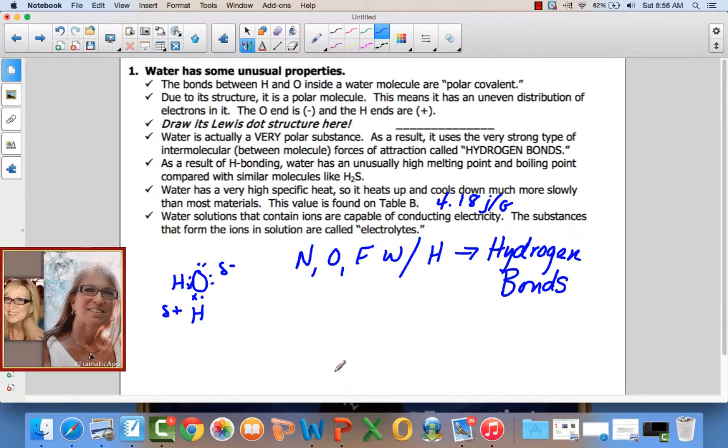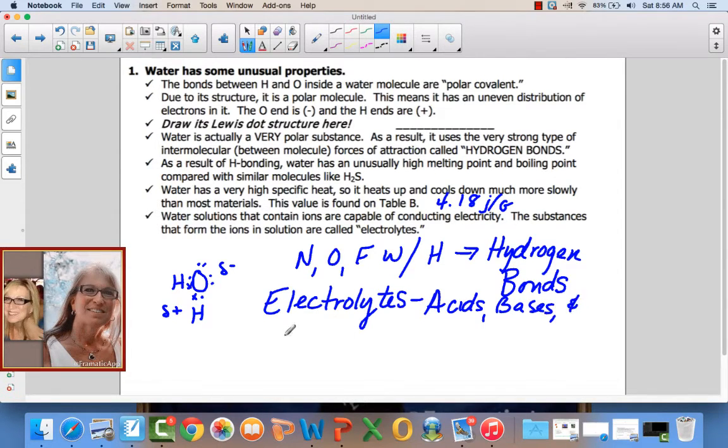And water solutions contain ions capable of conducting electricity. The substances that form the ions in solution are called electrolytes. And in our last review in class, we mentioned that electrolytes have the ability to conduct electricity when they are in the aqueous state, and this includes acids, bases, and salts.